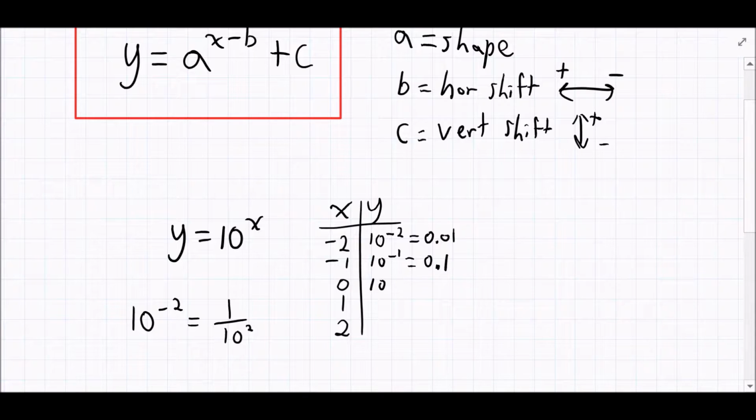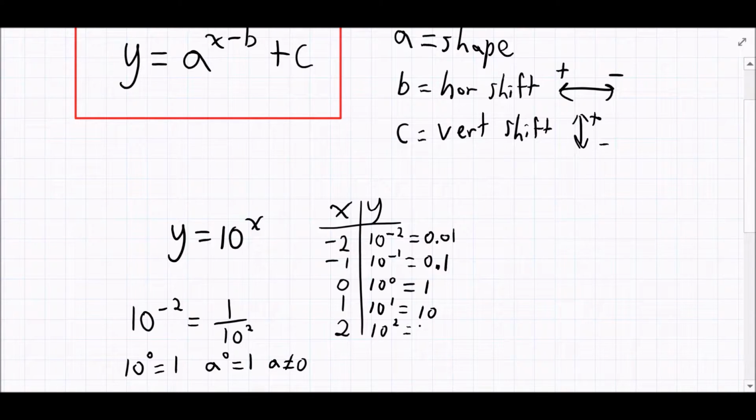10 to the 0, now this is another special one. Remember, anything to the power of 0 equals 1. So anything to the power of 0 is always equal to 1. The only time that's not true is if a is 0. 0 to the 0 does not equal 1. So a can be anything except for 0. So this one equals 1. 10 to the power of 1 is 10, and 10 to the power of 2 is 100.